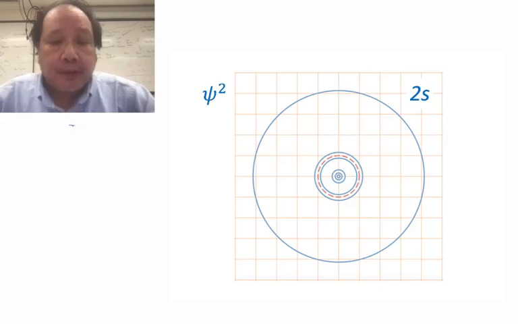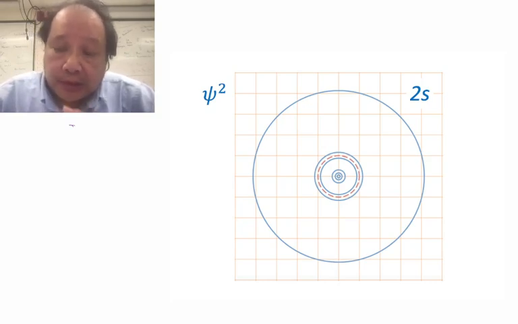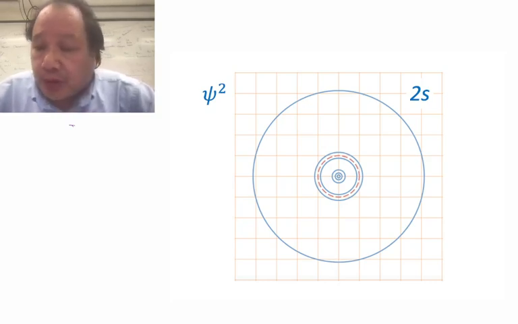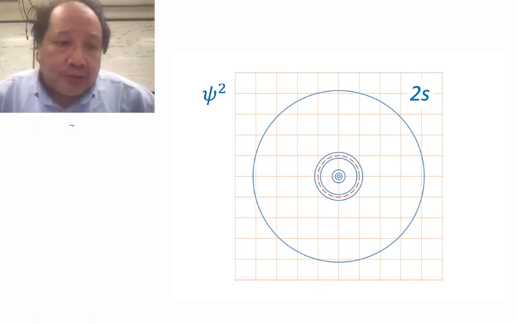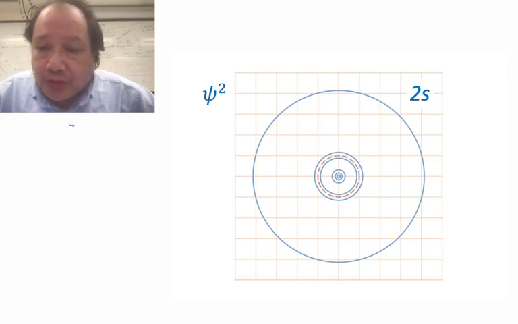Hi. We've learned about psi squared. The psi squared is the electron probability function. This is the psi squared for 2s. It's telling us where the electron is most probably located. But where is it most probably located? It's really kind of a mess. I mean, it's just this huge region. Is the most probable location here or here or here?